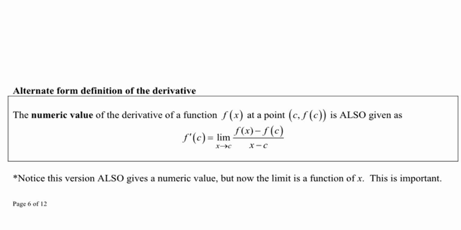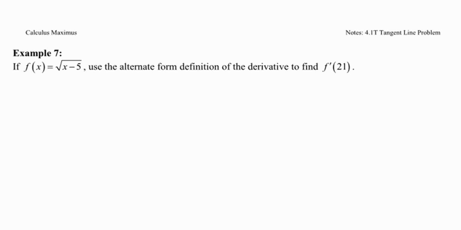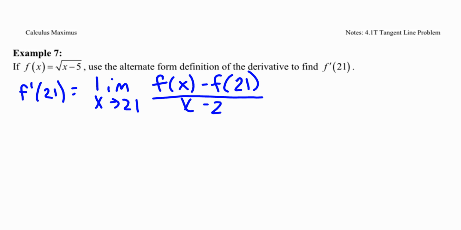Alright, there's another form. This is the alternate form. It also gives a specific numeric value, not a function. So if you want a function as a derivative, then don't use this form. So for this one, f prime of 21 equals the limit as x approaches 21 of f of x minus f of 21, all over x minus 21.